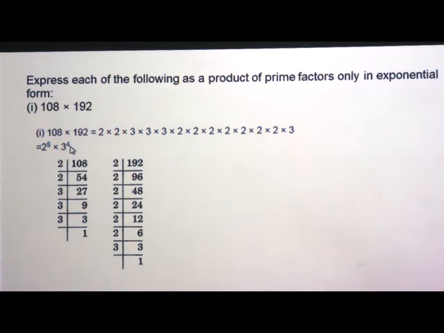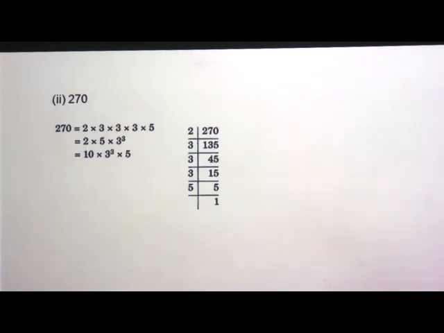In this way we first found the factors, and then wrote the product in exponential form. We will have one more example. There we had a product of 2 numbers, here we have a single number, that is 270. What will be the factors of 270? We have to find them by the prime factorization method or division method and write all the factors of 270.